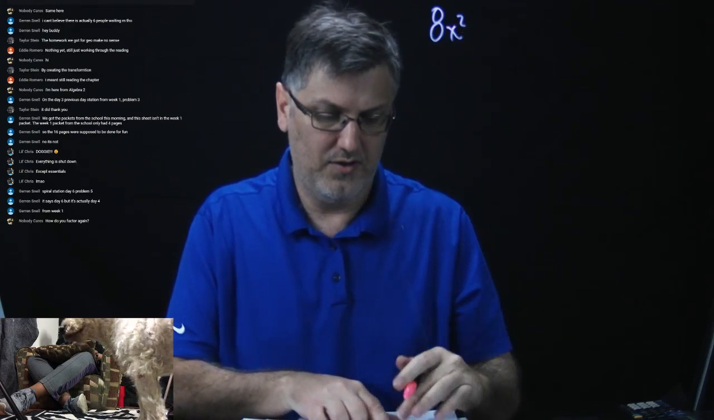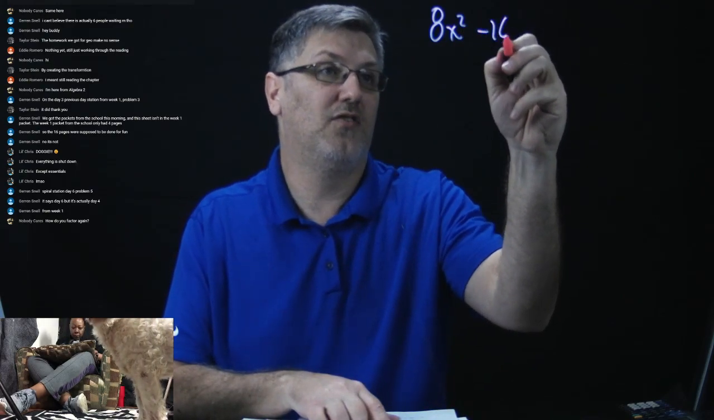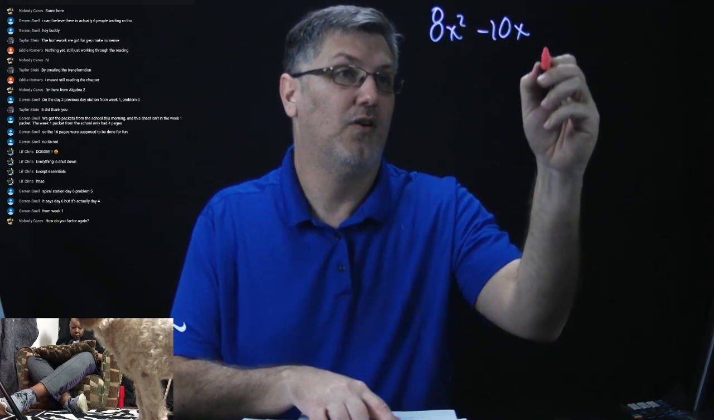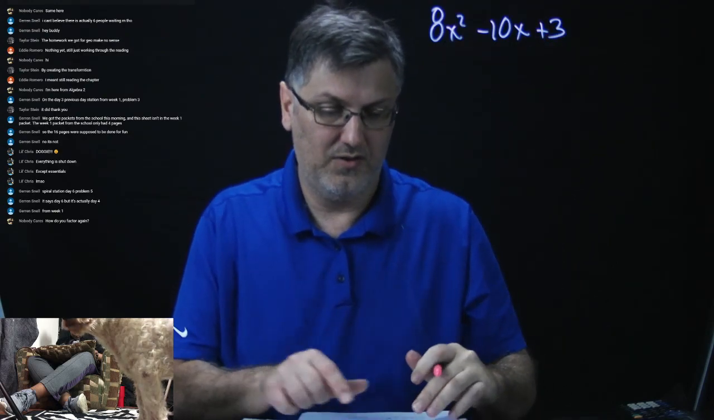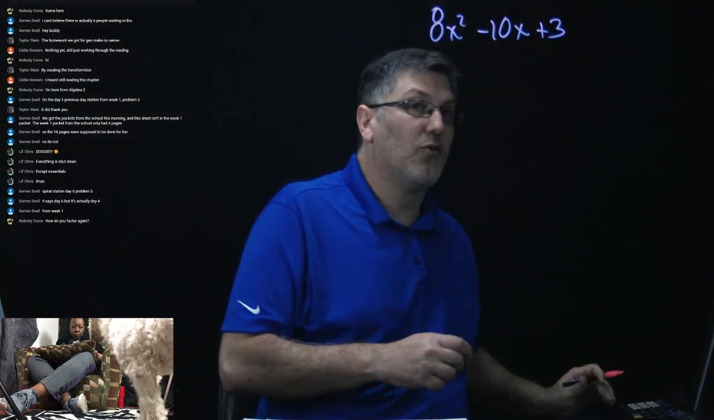All right, so how to factor. Let me find something. So we're going to factor 8x squared minus 10x plus 3. So we're going to factor this.